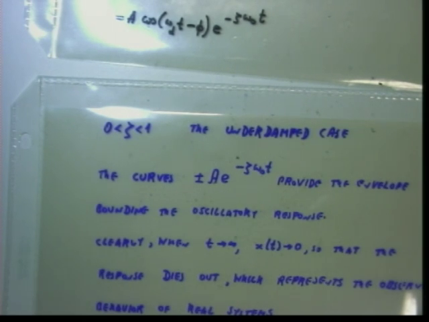Clearly, when t goes to infinity, x of t goes to zero because of this term, so the response dies out, which represents the observed behavior in real systems. So it makes sense. This whole analysis makes sense. We don't get nonsense out of our considerations.